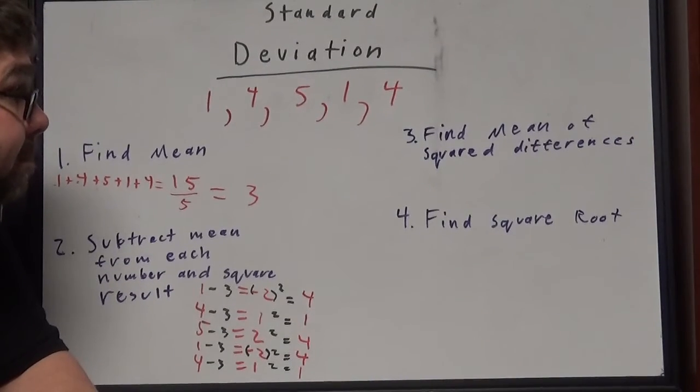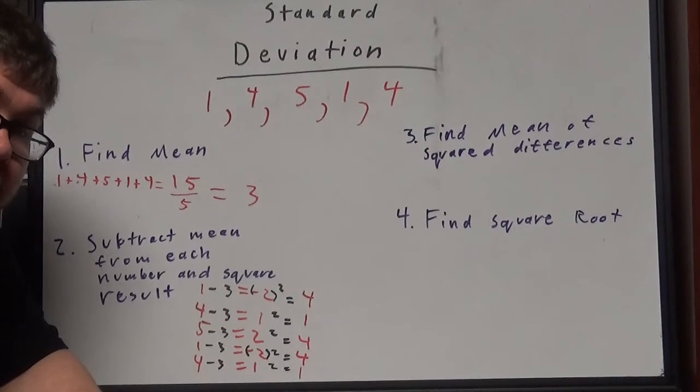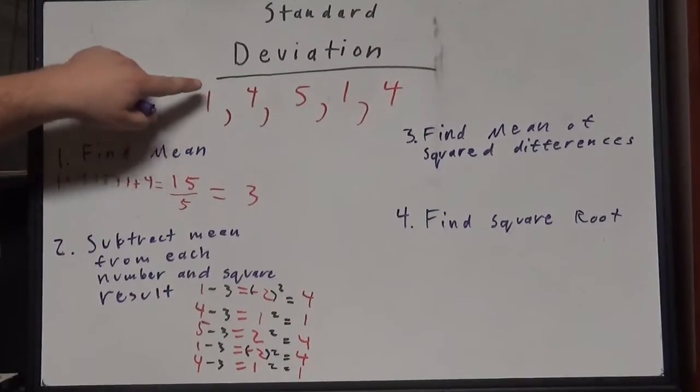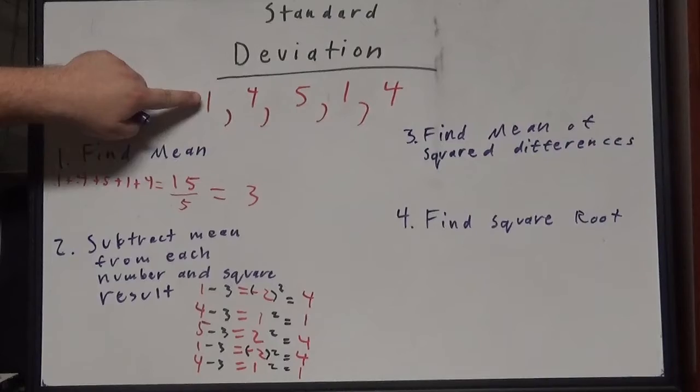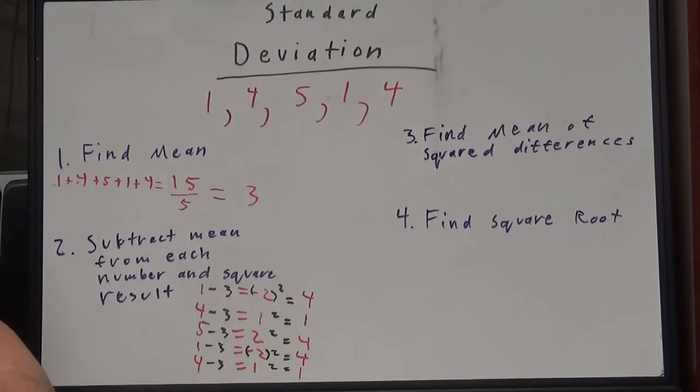So, now we have our list of the square differences. Now, before I move on to step 3, I'm going to reset, go through it again. We started with our numbers of 1, 4, 5, 1, and 4. Again, it's a small set of numbers. They're small numbers. It does not matter how many numbers we have, what they are. It's the same process.